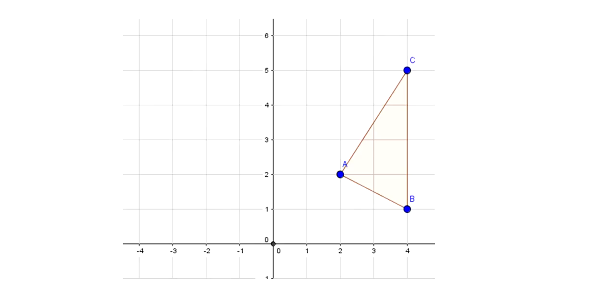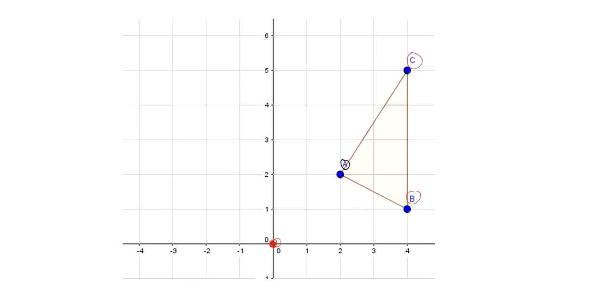So we have a triangle here, ABC, and we are going to rotate this triangle about the origin, right? So that's about this point here, and we are going to rotate it 90 degrees in an anti-clockwise direction.